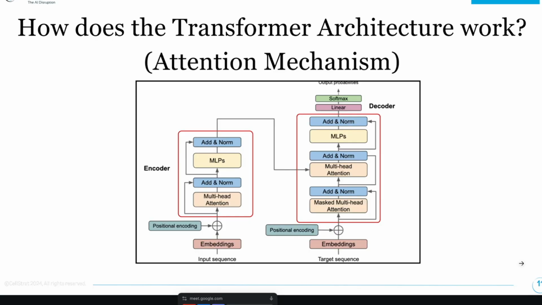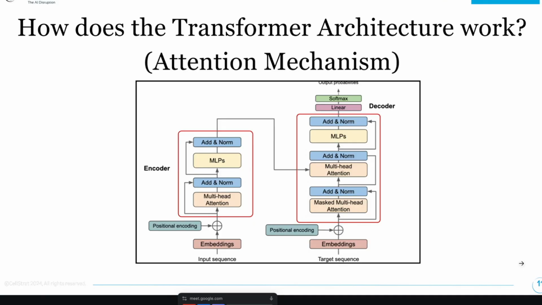So residuals in protein structure is nothing but the added proteins, the amino acid sequence present in a protein sequence that goes through this addition and normalization aspect. So this residual connection helps gradient flow in deep networks. Next, we have the feed forward MLP layer, so the multi-layered perceptron layer.